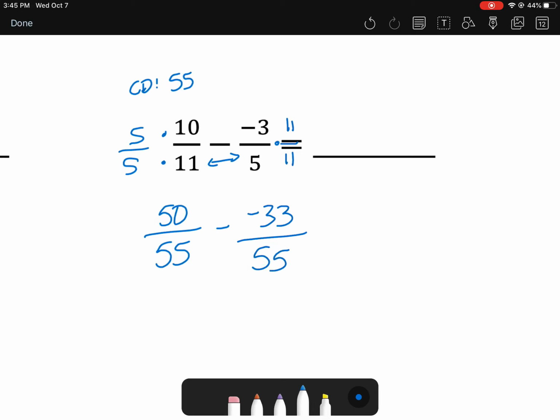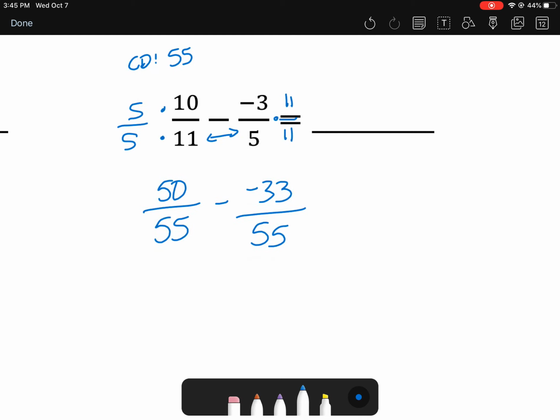Now that I have common denominators, I can go ahead and just subtract my numerators. Again, looking at it, I do have this problem actually set up right now. So I could go ahead and use LCO again. So I'm going to leave the 50 alone, change the minus to plus, and then take the opposite of negative 33, which is positive 33. So the problem I'm actually dealing with is 50 plus 33, or 83. So my final answer for this problem is 83 over 55.